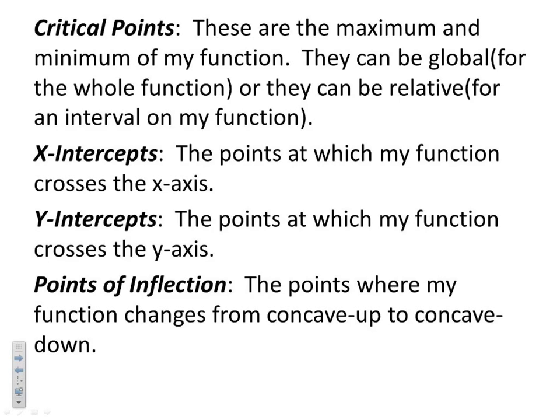They can be global, which means for the whole function, which means we call that an absolute maximum, all right? A global maximum is an absolute maximum because it's the absolute max that our function can be. Or we could have a relative maximum, which is just the maximum on a specific interval, or minimum, right? It goes either way for a max or a min. And then we have our x-intercepts, the point at which my function crosses the x-axis. The y-intercepts, the point at which my function crosses the y-axis.